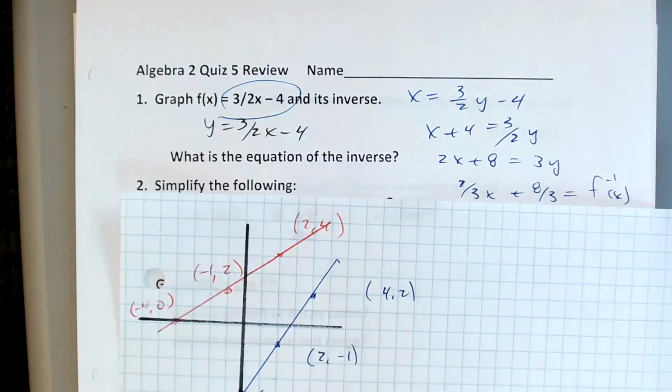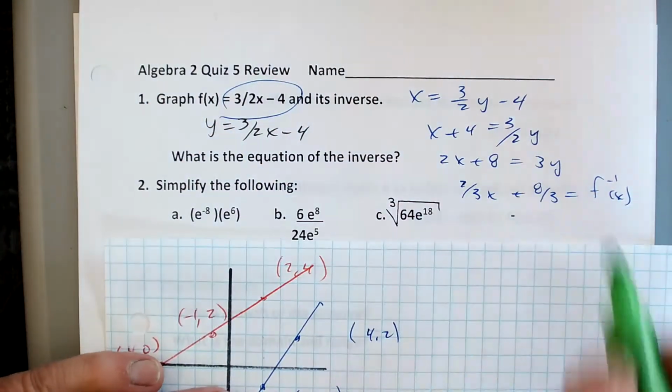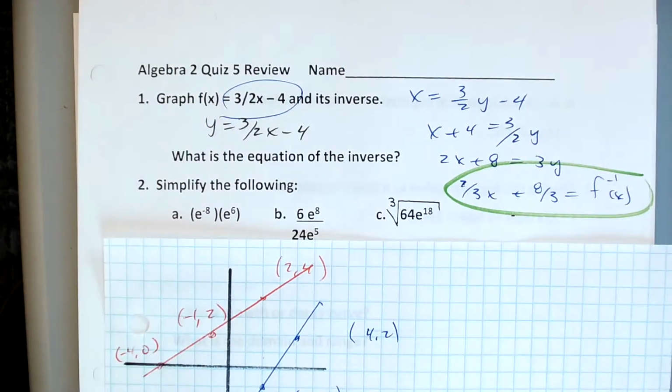I'm going to circle that. So I've got the graph, and I have the inverse equation. There it is. Okay, all right.